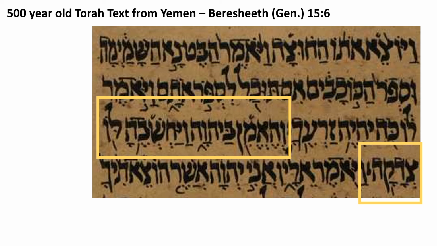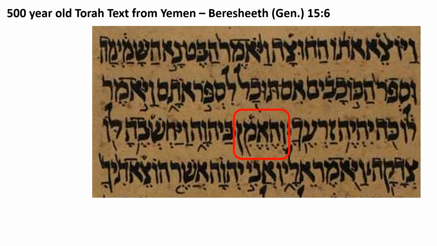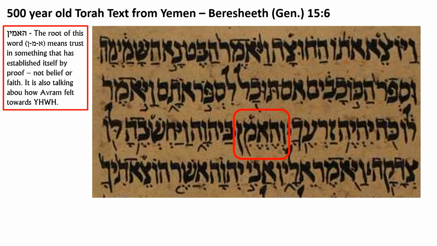v'yichashavahu lo tzadaka. Okay, so essentially taking this bit by bit. Waha'amin. What does that mean? The root of this word means to trust in something that has been established itself by proof. It's a word that doesn't mean belief or faith. It doesn't mean you believing in something. It is also talking about how Avram felt towards the creator of all things, meaning that this is the way Avraham felt. This is not the way he was considered by the creator.